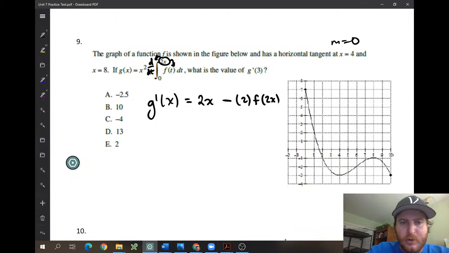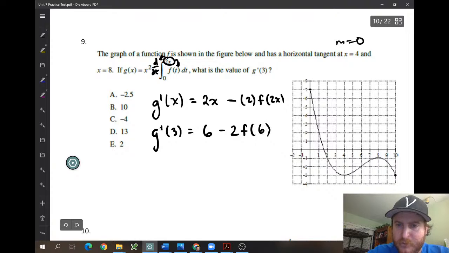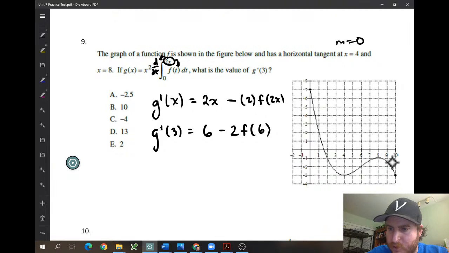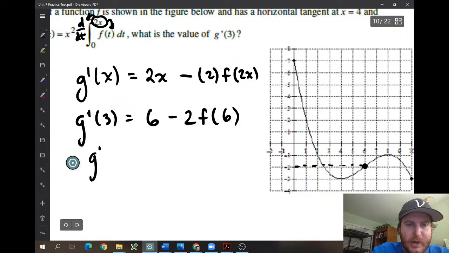We plug it in. So now if I want to get g prime of 3, we plug in 3. This is 6 minus 2 f of, if I plug in 3, I get 6. So what is f of 6? Well, they gave me the graph of f, so the y value at 6. In this case, it's kind of hard to read that, but there's 6. The y value is negative 2. So g prime of 3 would be 6 minus 6, which would end up being 0.